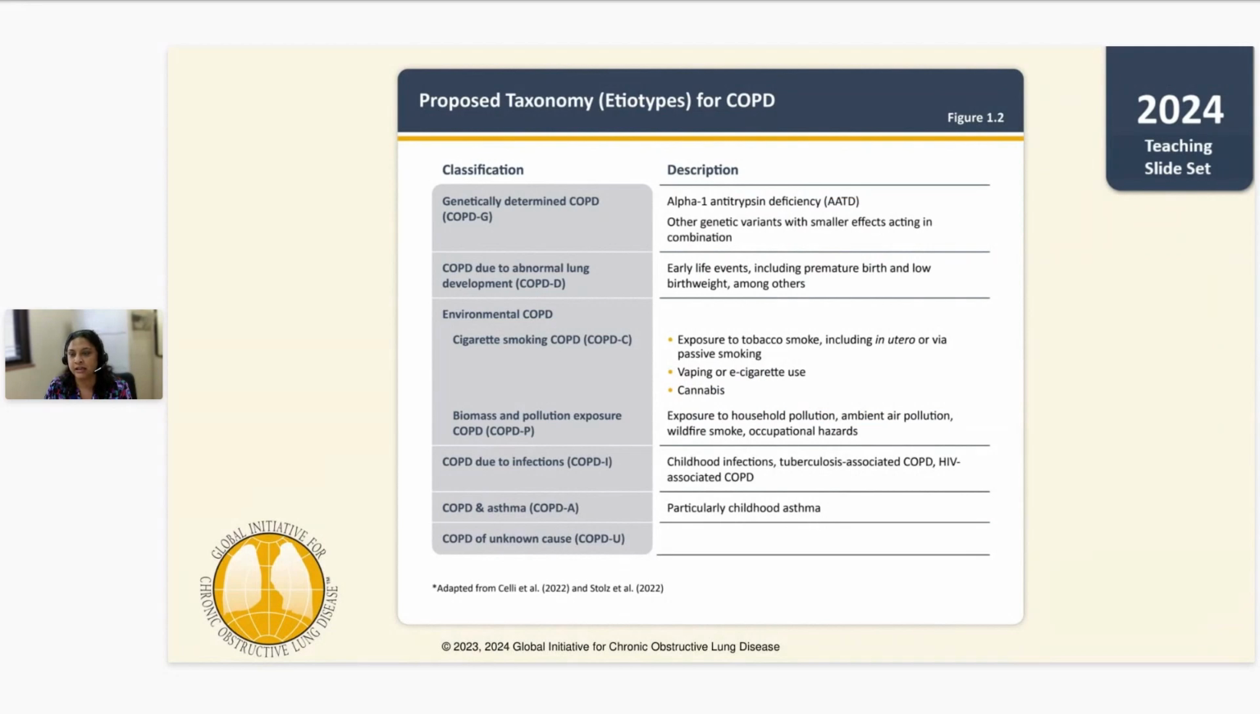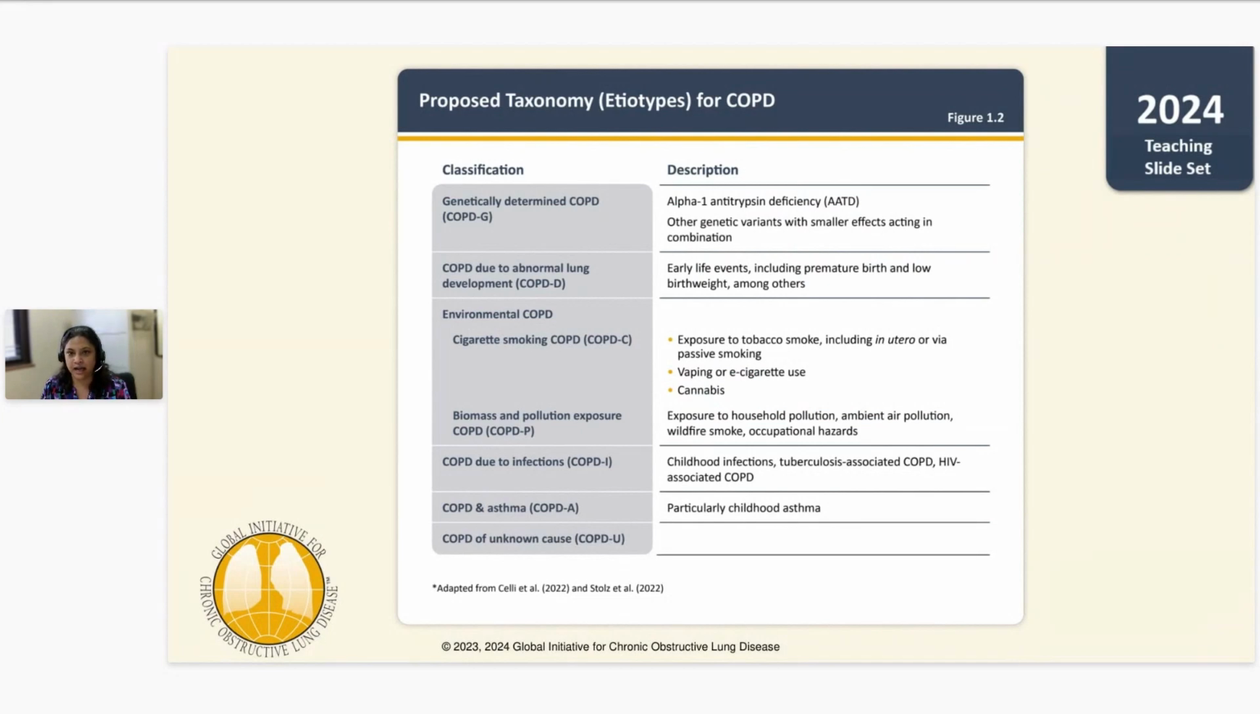different phenotypes. They have the genetically determined COPD or COPD-G, which is associated with alpha-1 antitrypsin deficiency and other genetic variations. There is COPD due to developmental issues, COPD-D, which can happen early in life with premature birth or cardiac surgery, open chest surgery during childhood. Environmental COPD is cigarette smoking, which is by far the most common that we see, but it not only includes tobacco smoke, but also vaping and e-cigarettes and cannabis smoking.